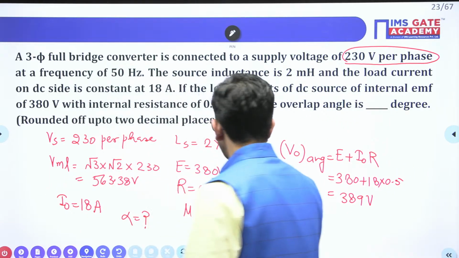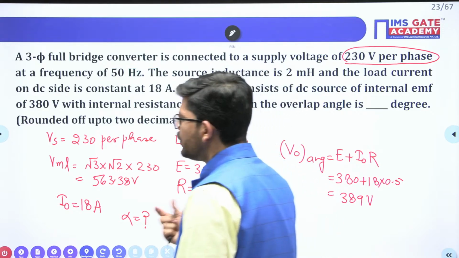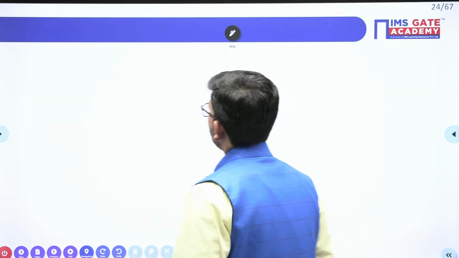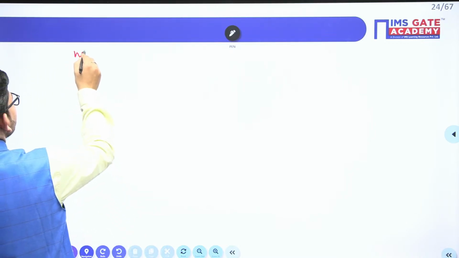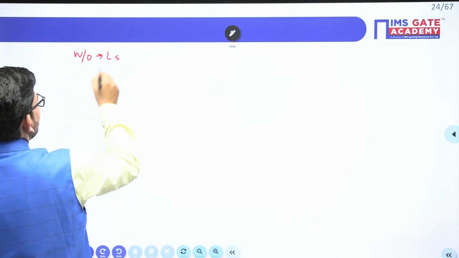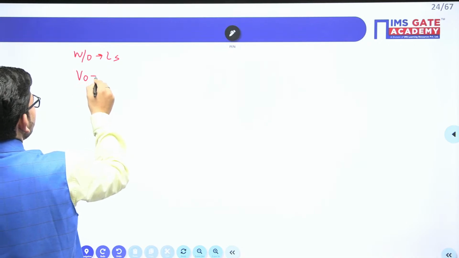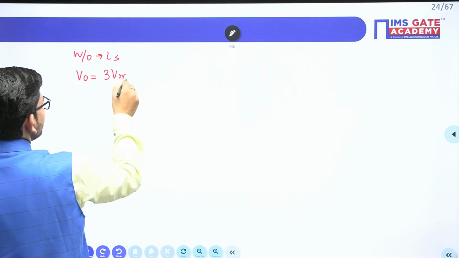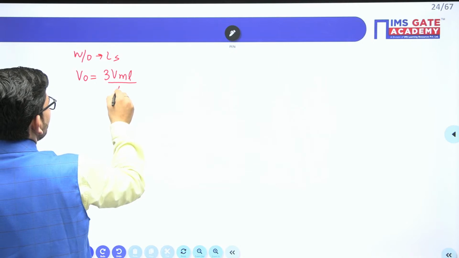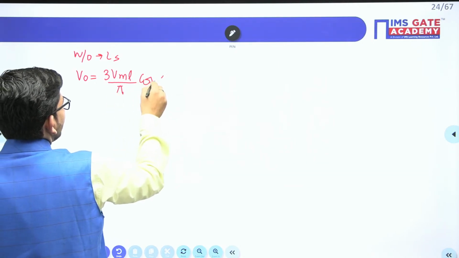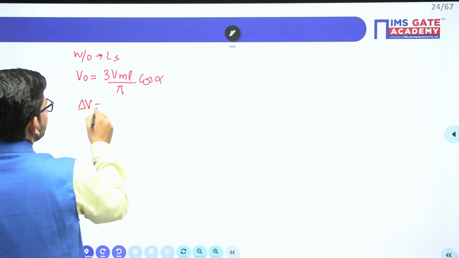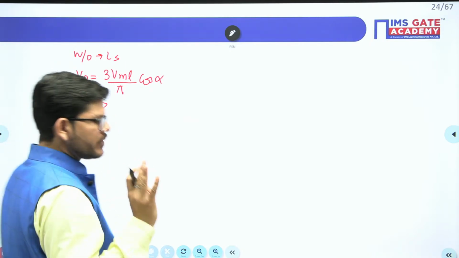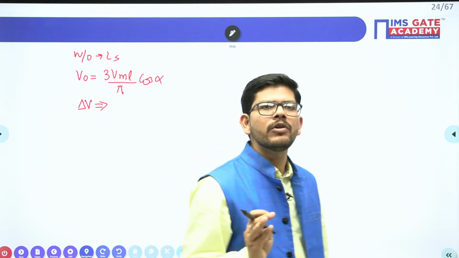Now we have to calculate mu. So for mu, see what I have told you, without LS, what is the formula of V naught average for 3-phase converter? It is 3 VML upon pi cos alpha. What is the reduction factor? The reduction factor in case of single pulse is 2 omega ls I naught upon pi.